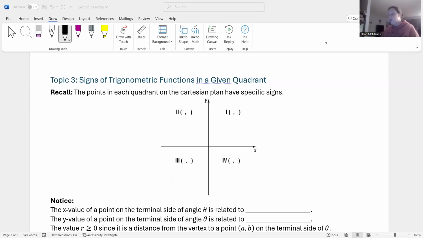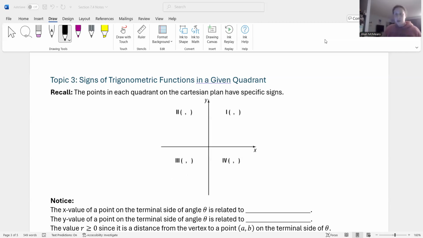But for now, just know that trig functions are going to have different signs depending on the quadrant that you're in. So wherever the terminal side of your angle is, whatever quadrant you're in, that's going to matter based on whether you have sine, cosine, tangent, cosecant, secant, or cotangent. So they're all going to have different signs in different quadrants, okay?